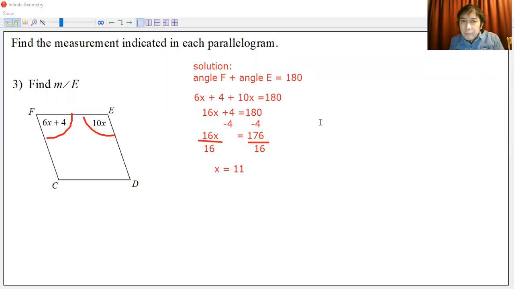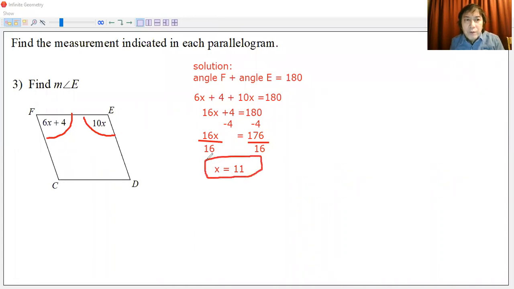That's 17 divided by 16, it's 1. Bring down 6, 16 and 16, that's 1. That looks like 11. Yes, so our x is 11. This is our x.